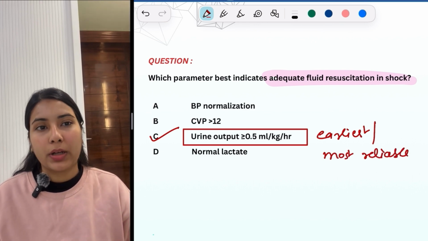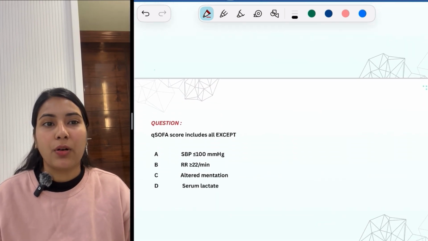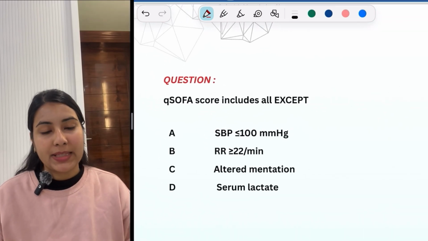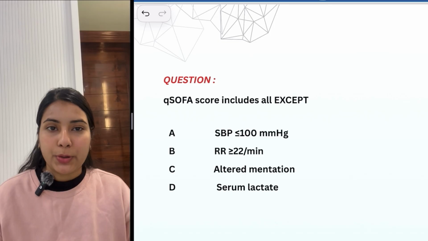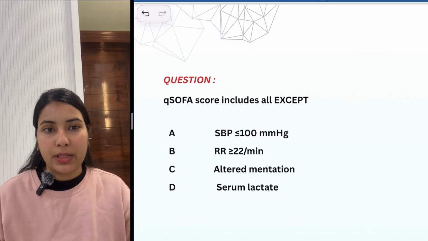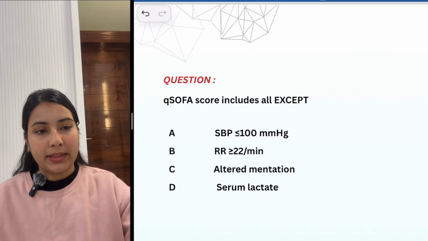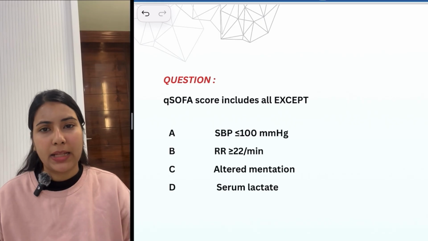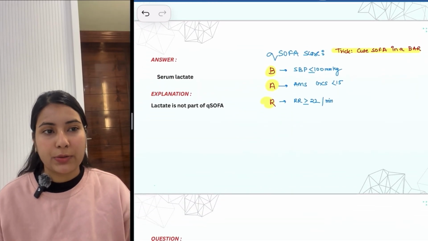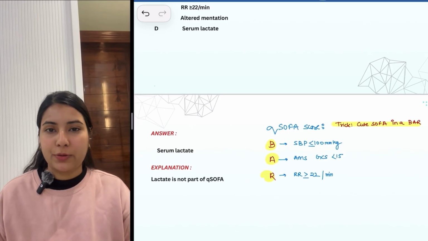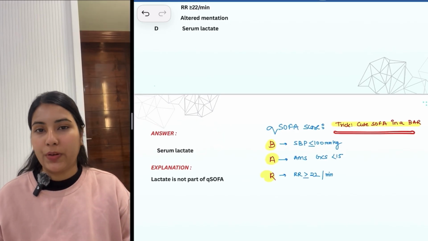qSOFA score, very important. qSOFA score includes all except, your options are SBP less than or equal to 100 mmHg, respiratory rate more than or equal to 22 per minute, altered mental sensorium, and the option is serum lactate. So the answer here is serum lactate. Lactate is not a part of qSOFA score. So what are the constituents of qSOFA score? We'll remember qSOFA with a trick: there's a cute sofa in a bar.